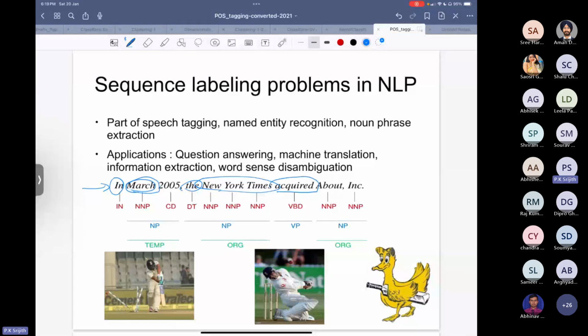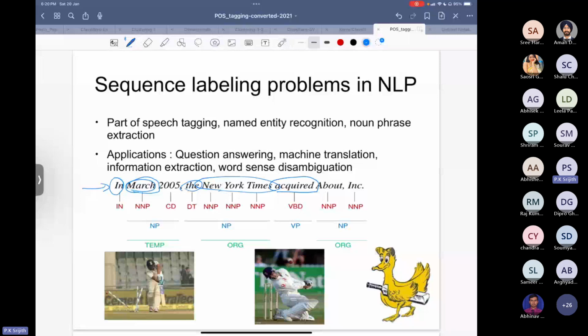And this will help you understand, in a given sentence, what word is the verb, what words are the subject, and what words form the object. That kind of understanding of the structure of the sentence can be obtained by doing part of speech tagging. And that is useful for several tasks in NLP.